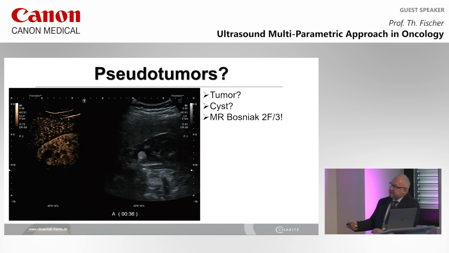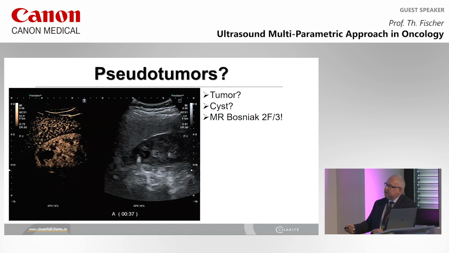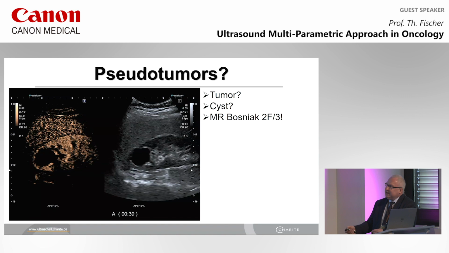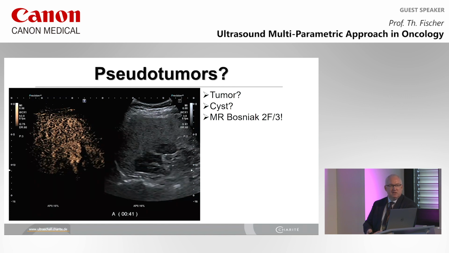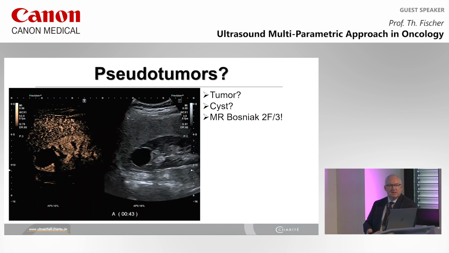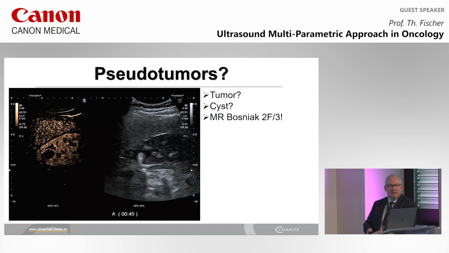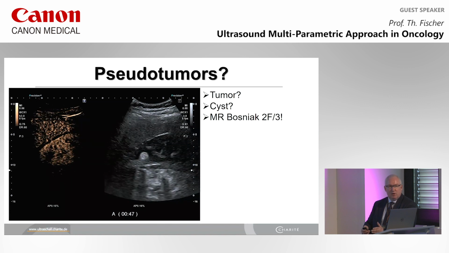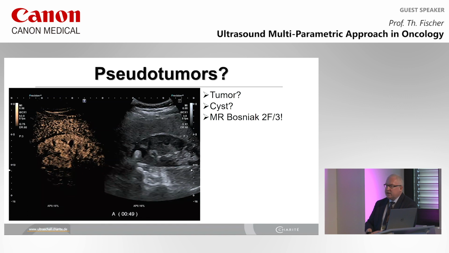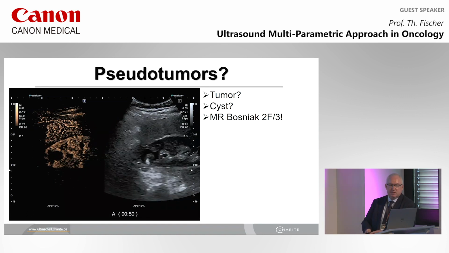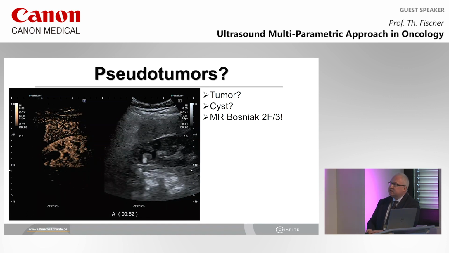Another interesting case looks like a solid tumor, and this case was staged as Bosniak 2F or 3. That means it could be a malignant lesion. And if we look in the ultrasound scan, we see there's a complete absence of vascularity. So that means it's Bosniak 2. And this was a simple stone, and this was definitely no tumor. So we can solve problems, especially in the co-working activity with our MR department, to discuss these interesting cases together.